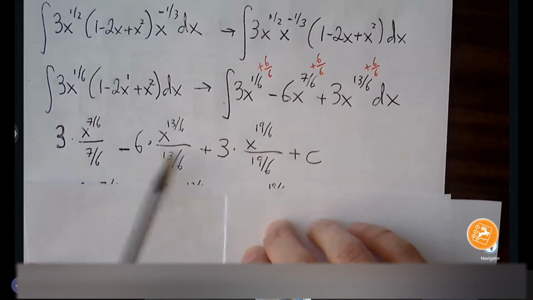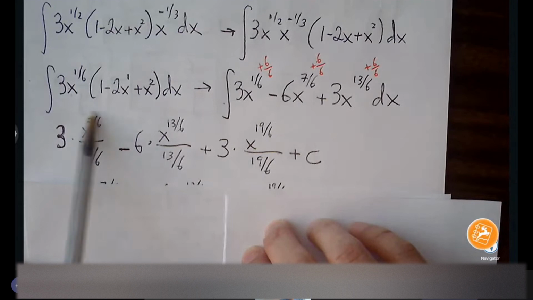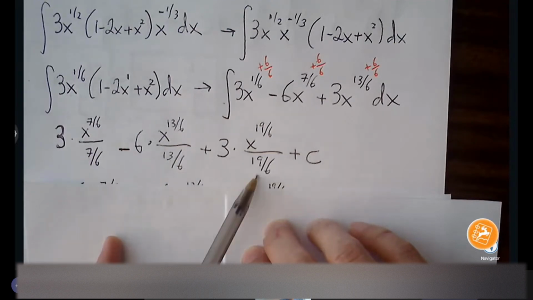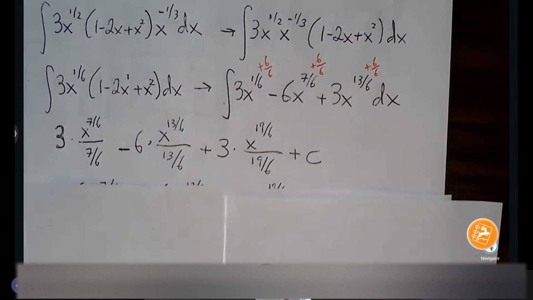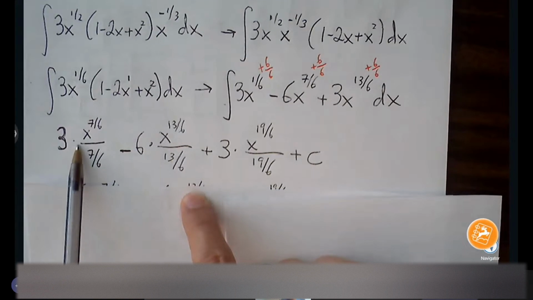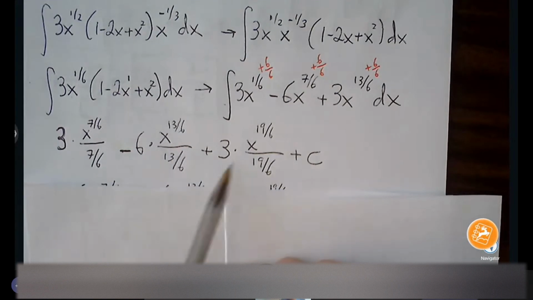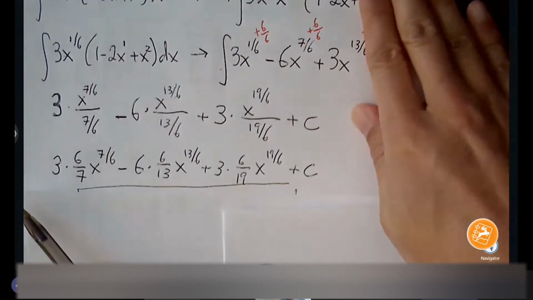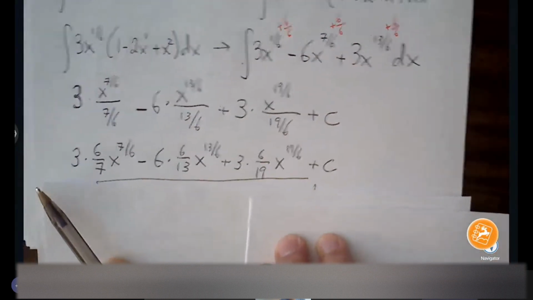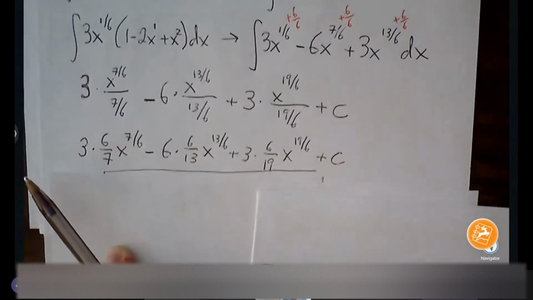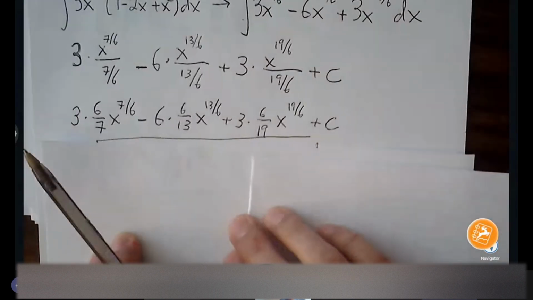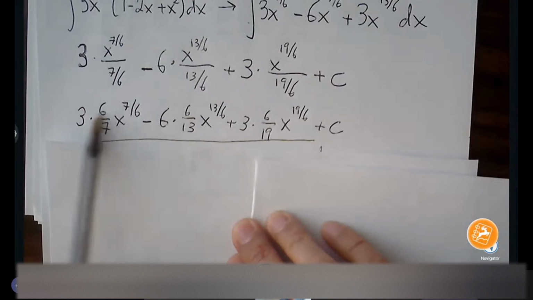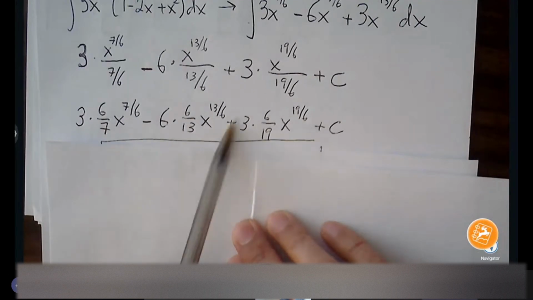Okay, coefficient stays out in front. My exponent is copied down below. Flip those fractions up, make it 6/7, make this 6/13, make this 6/19. And then finally, I'm just going to do a little bit of cleanup with my coefficients here.